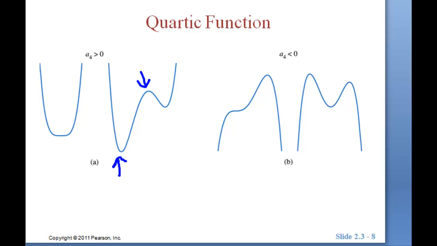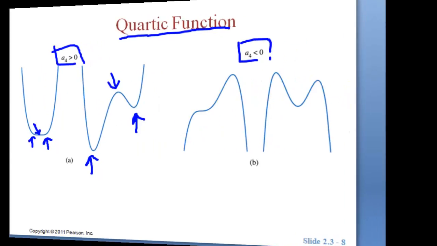1, 2, 3. This one has three, but they're very, very slight. And if that was on our calculator, we could zoom in to see that. So here on these two, our leading term is positive, and here our leading term is negative. So these are quartic functions.